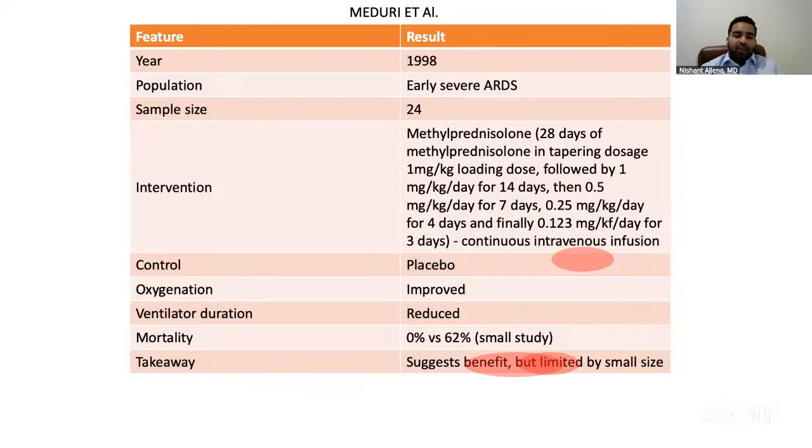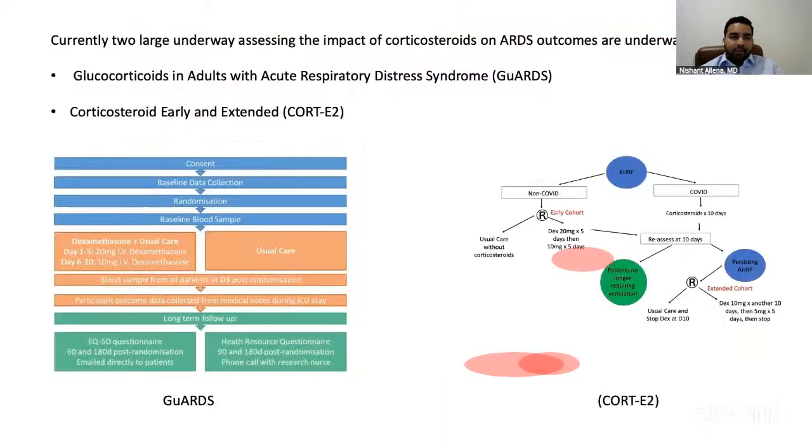And this was another historic trial, and this came out in 1998, done by Meduri. I had to include this because this was done at UT, and that's where I did my fellowship from. So instead of using pulse dosing, they used continuous infusion of methylprednisolone, and they suggested that the mortality was lower, although this was a very small study and the sample size was only 24. So these results were taken with a grain of salt at that time.